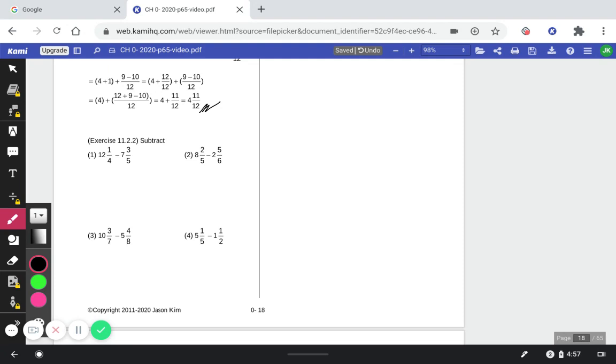So set the video on hold and try those 4 exercises on your own. After you get the answer, check your answer with the solution key, which is at the bottom of each section. Hold the video and do your work, please.